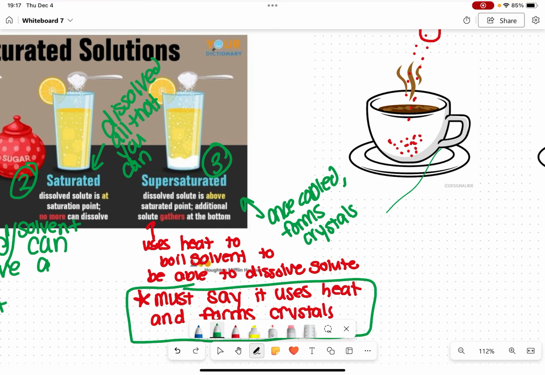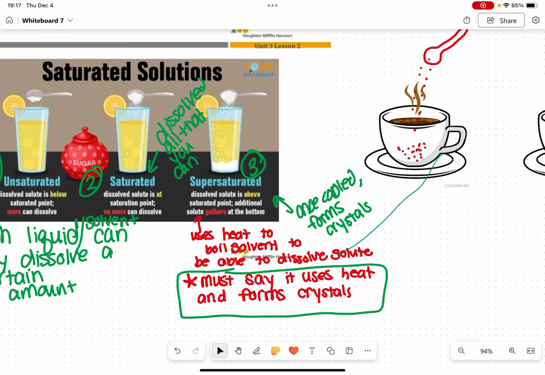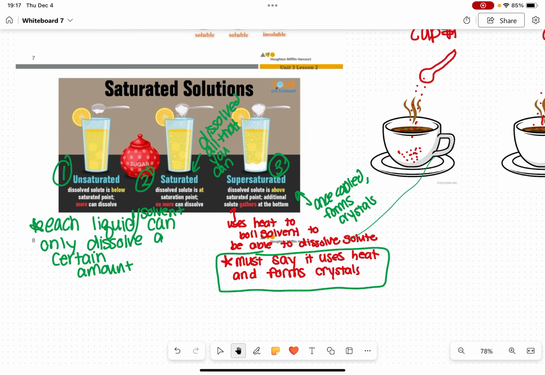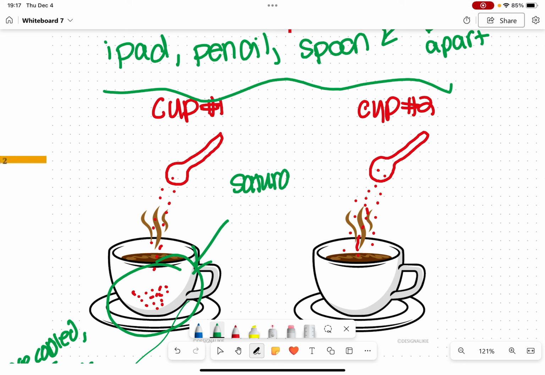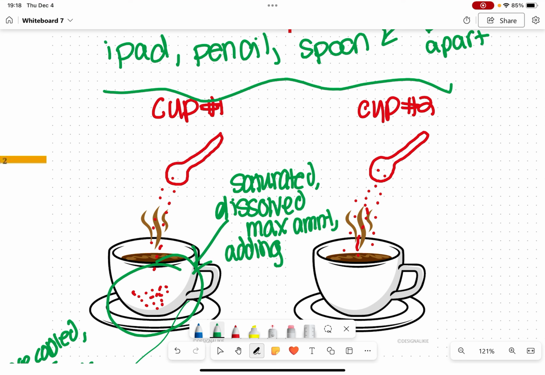So over here I have two cups. Cup number 1, based off of the picture, is I add sugar. And when I add sugar, it collects at the bottom after I've mixed it. Because it's collected at the bottom, this would be a saturated solution. It has dissolved all that it can. So it's dissolved the max amount, and adding any more will just collect at the bottom.